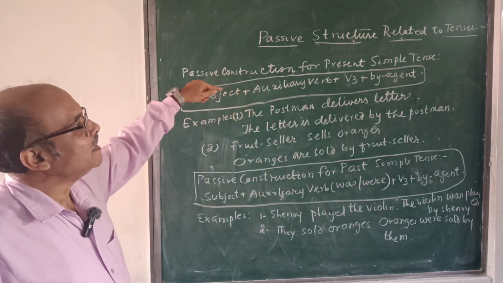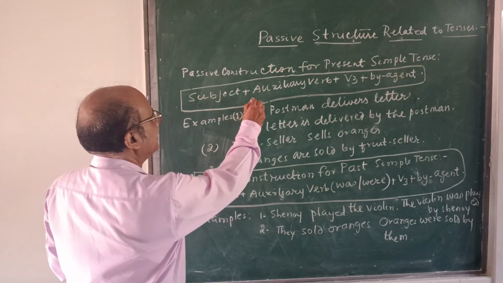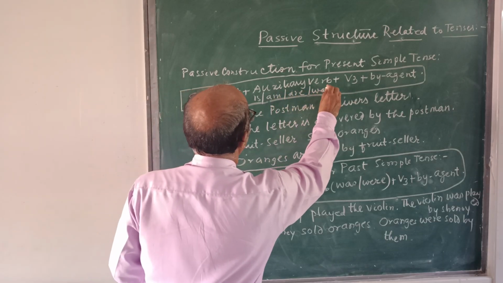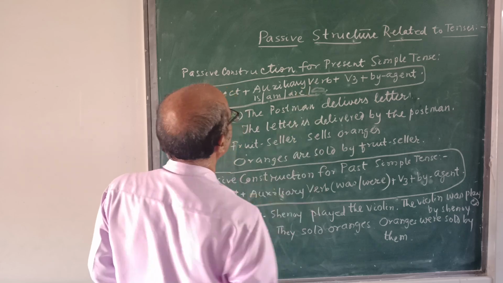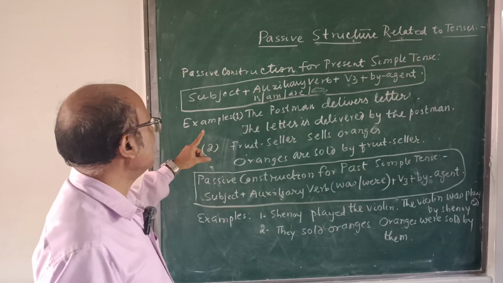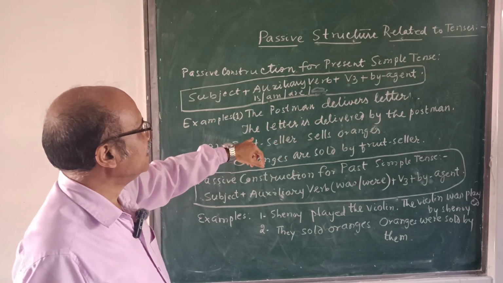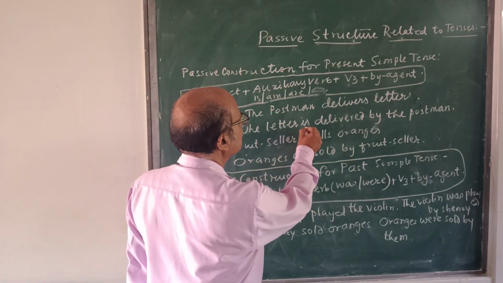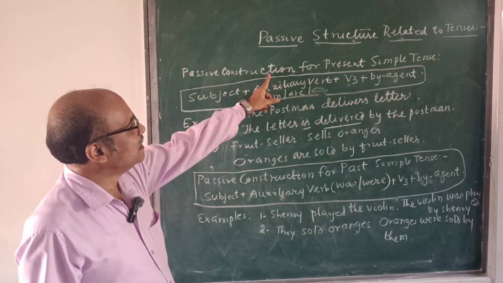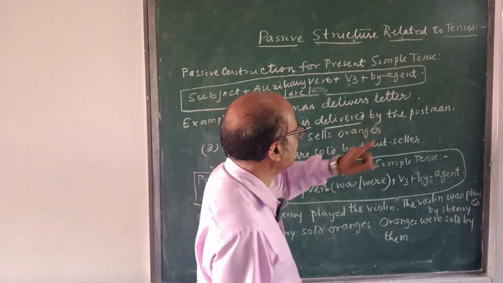Passive construction for present simple tense: subject, auxiliary verb is, am, are, plus past participle of the main verb, and by agent. Let's see some examples. The postman delivers letter. The letter is delivered by the postman. So the passive construction for the present simple tense is is/am/are plus V3 plus by agent.